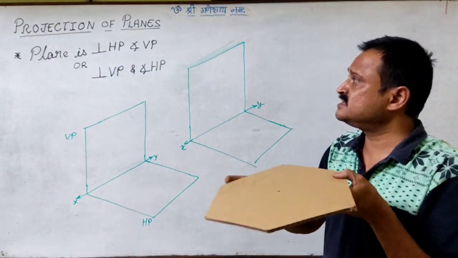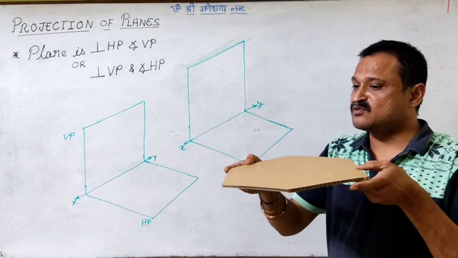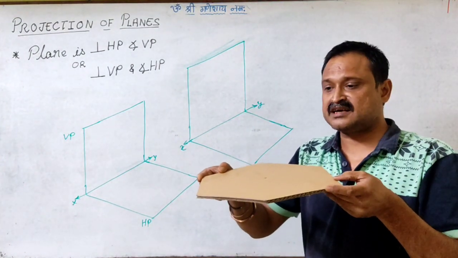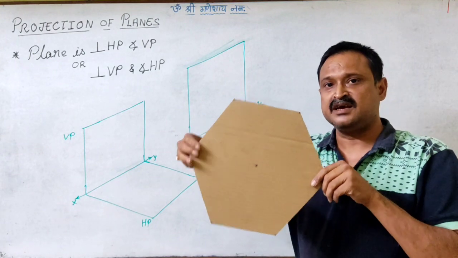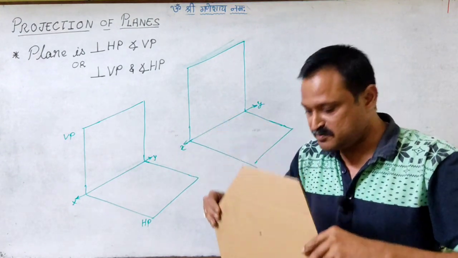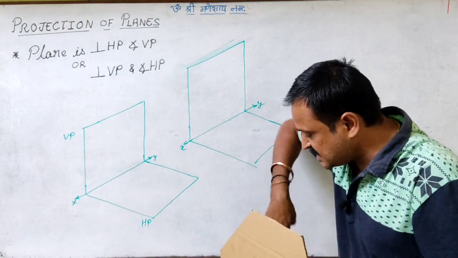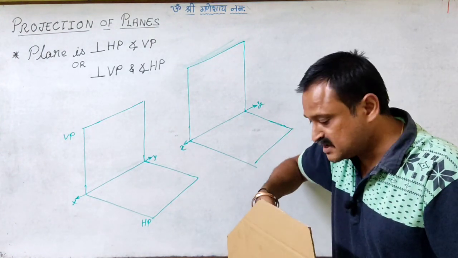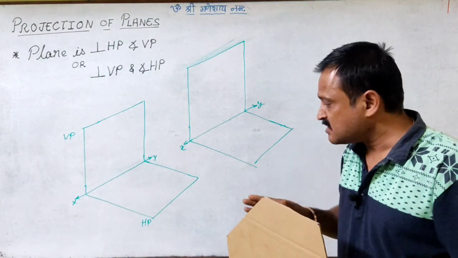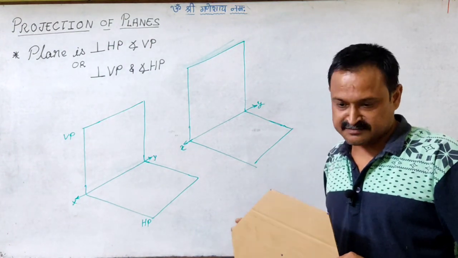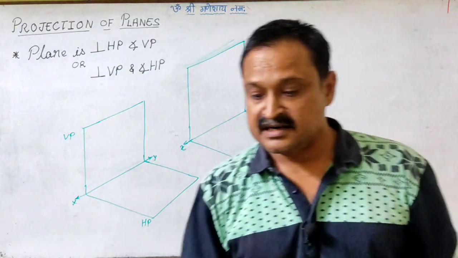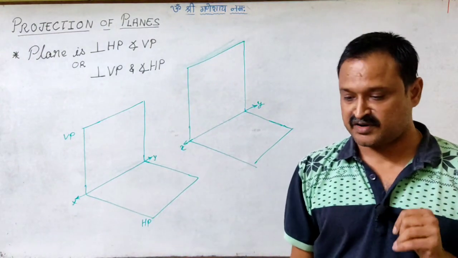Similarly, second condition, it is perpendicular to HP, so it has to be perpendicular to HP and it is inclined to VP. So in the top view I am able to see the trace length, and this trace is giving me the inclination of this surface with the vertical plane. So that is why the trace image is important for us.